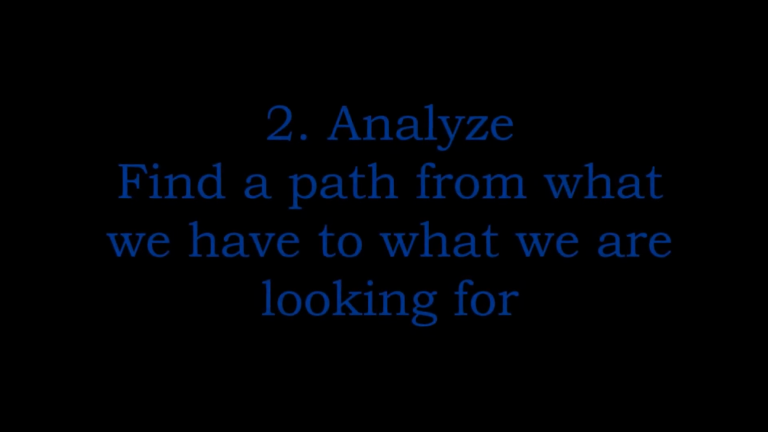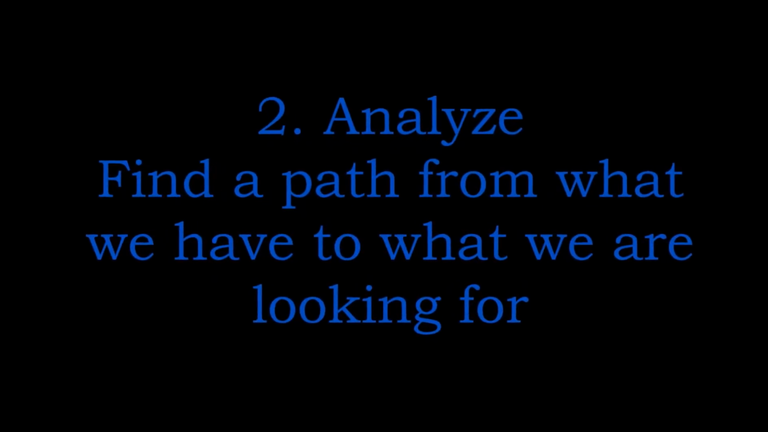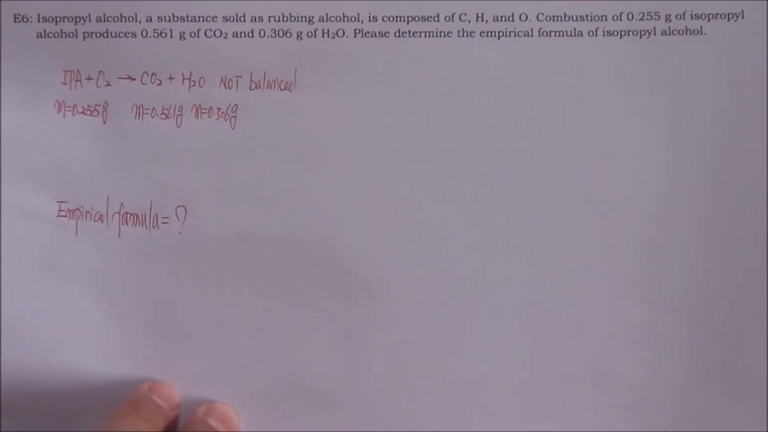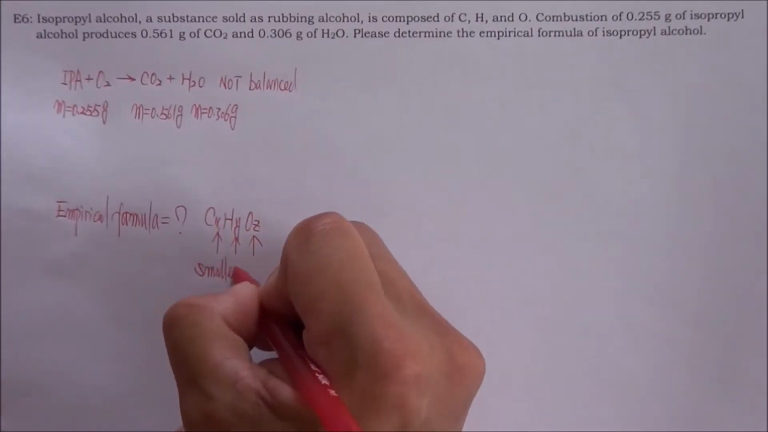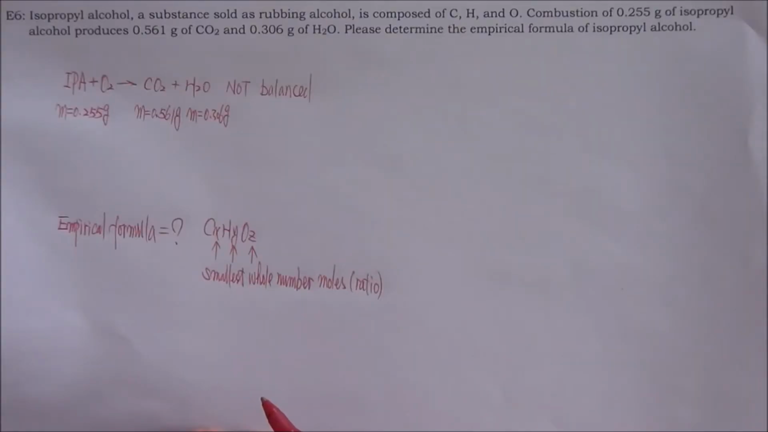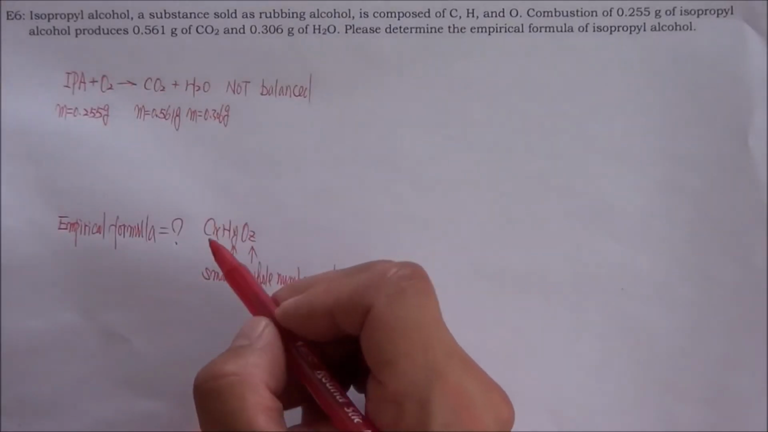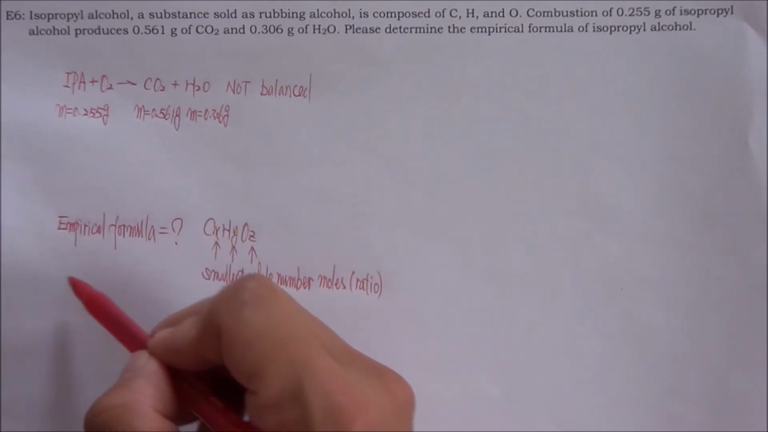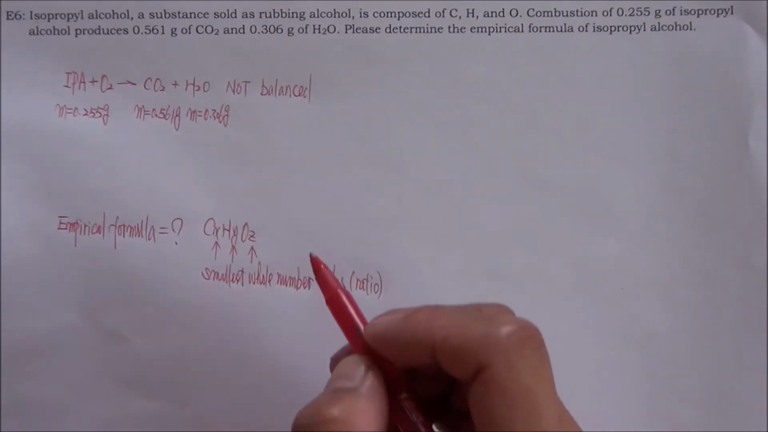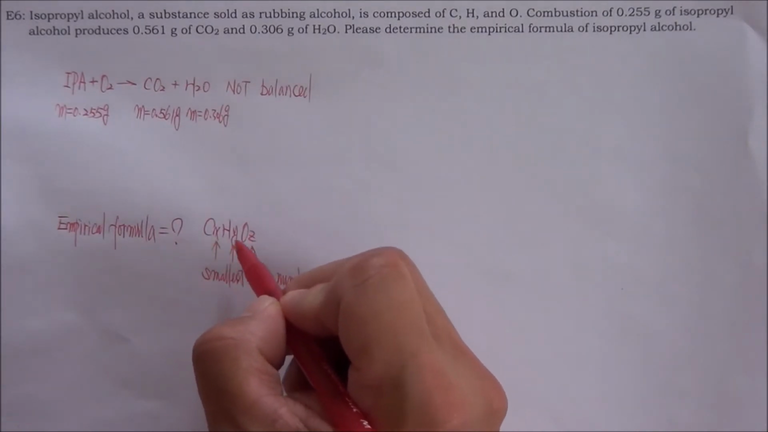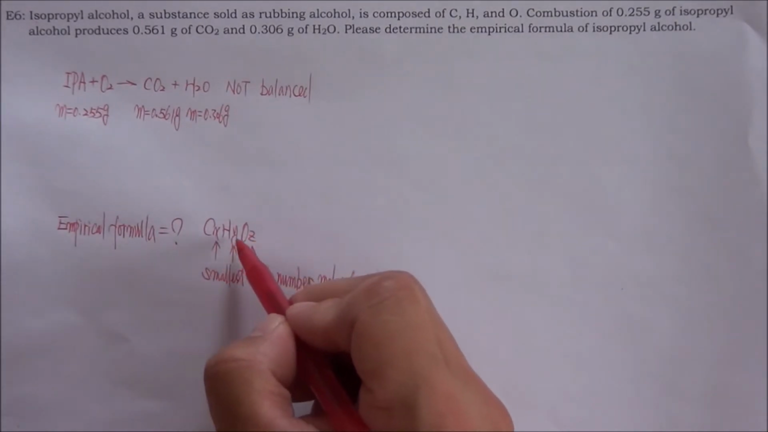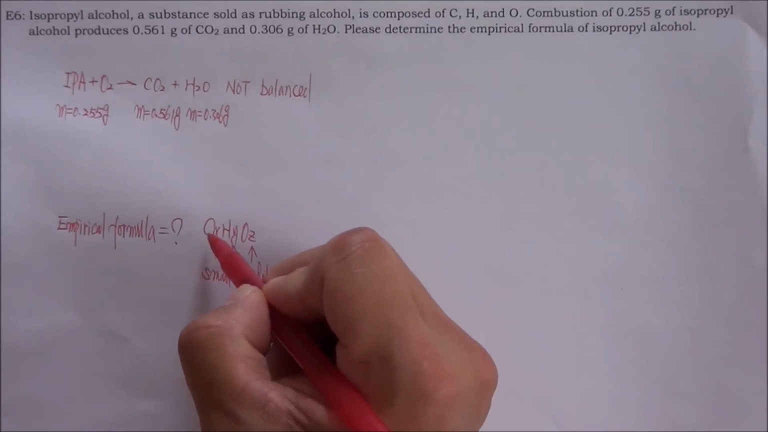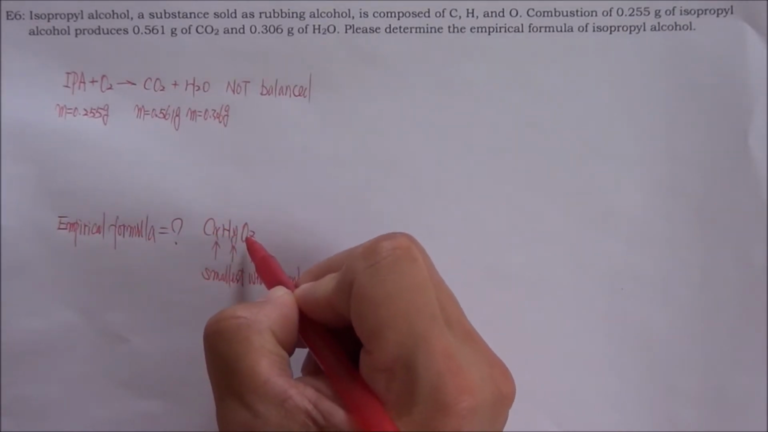Next, we will conduct some analysis to see how we can find a solution for the given problem. First, we need to refine our goal. From the problem, we know that IPA contains carbon, hydrogen, and oxygen. To find the empirical formula of IPA means we need to find the values of X, Y, and Z. X, Y, and Z are the smallest whole number moles ratio between carbon, hydrogen, and oxygen.